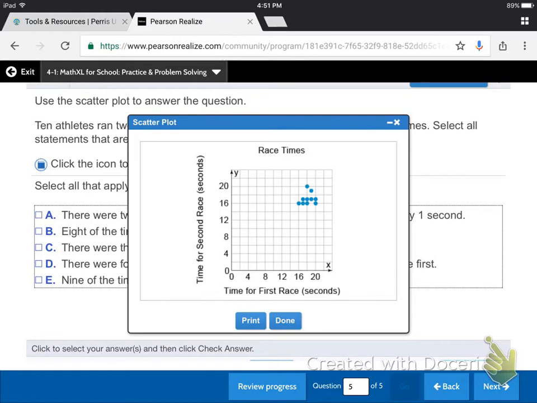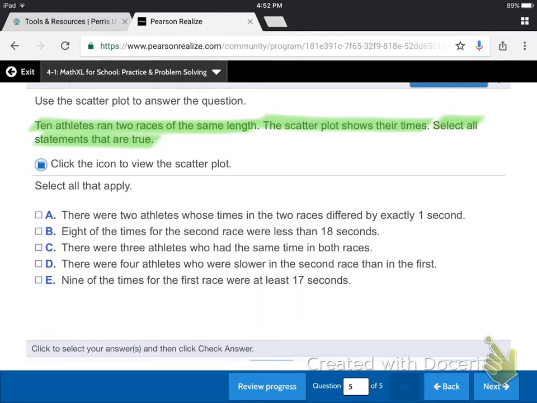And you can see that they are in a big cluster right there, right? Okay, and you can see that this is the time for the first race in seconds, and this is the time for the second race in seconds. So we need to select all the statements that are true here. And it says, A, there were 2 athletes whose times in the 2 races differed by exactly 1 second.